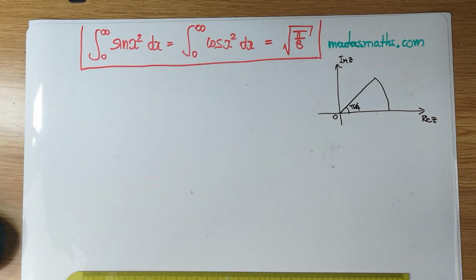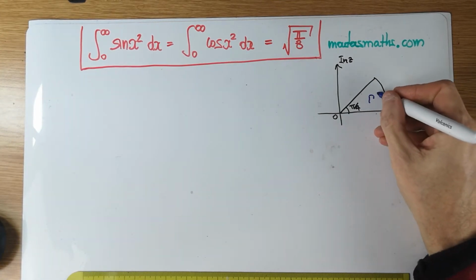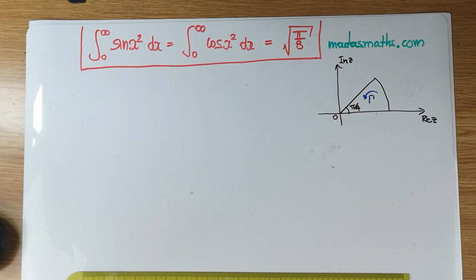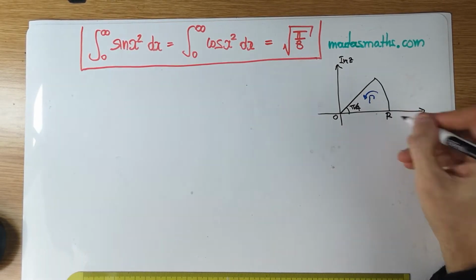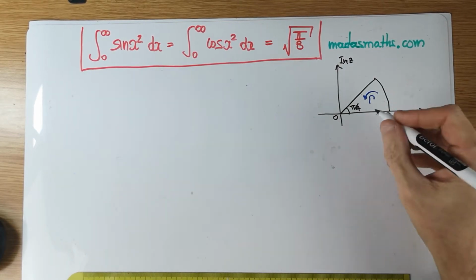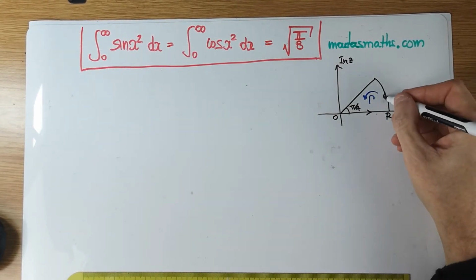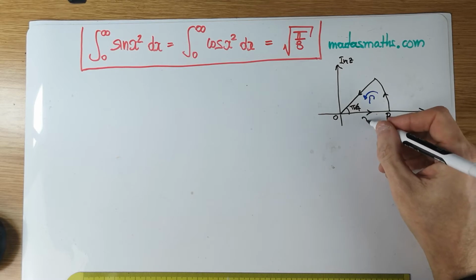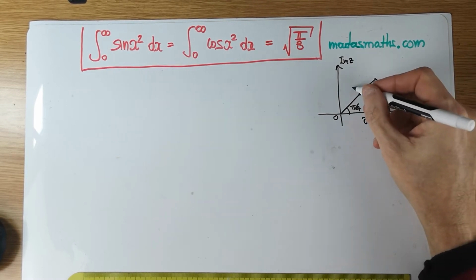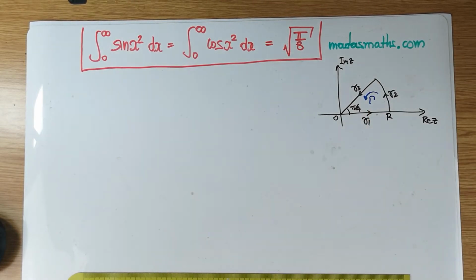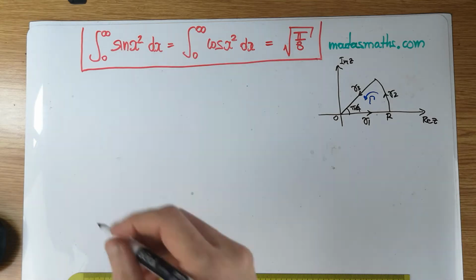So let's label it appropriately. This is big gamma, traced in an anti-clockwise direction, radius r, and it's probably better to split it into three: gamma 1, gamma 2, and gamma 3 in terms of labeling. Of course, we'll split it into three, but label it separately so we know where we are. And we're going to start with this particular integral now, section by section.